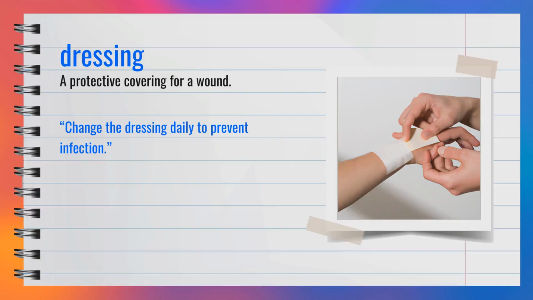The word dressing is a noun. The correct pronunciation is dressing. Synonyms for dressing include bandage and covering. An example sentence would be, change the dressing daily to prevent infection. A dressing is a protective covering for a wound.